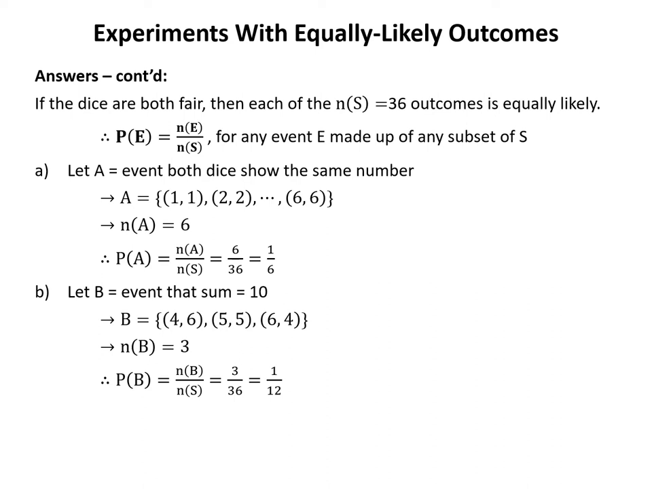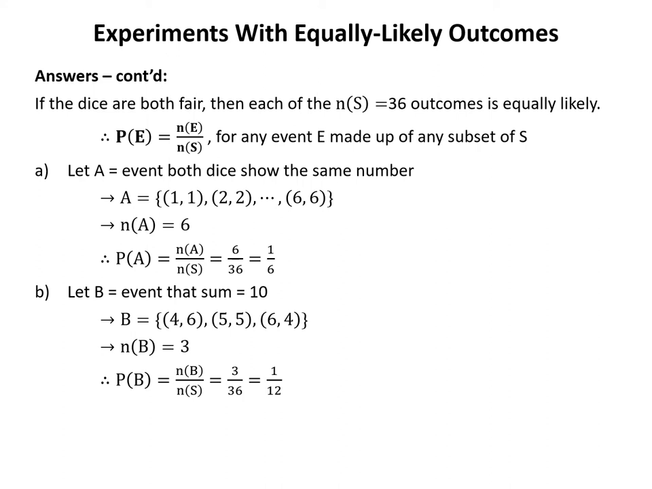Now, if both of these dice are fair, then each of the 36 outcomes in the sample space is equally likely. And so therefore, we can say that the probability of any event that we define, E, would equal the number of outcomes in E divided by the number of outcomes in S. And that will be true for any event E made up of any subset of the sample space S.